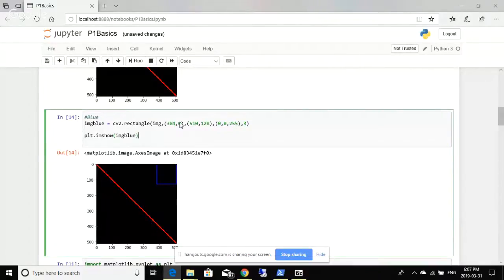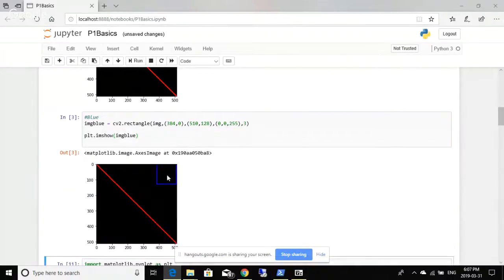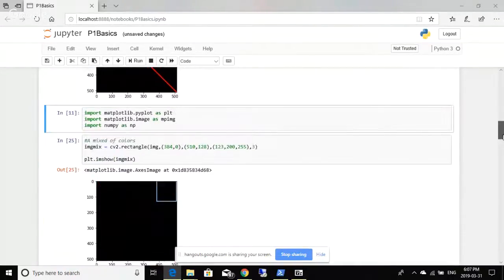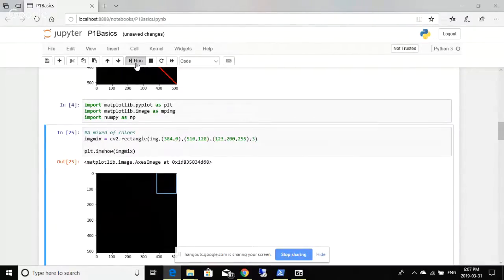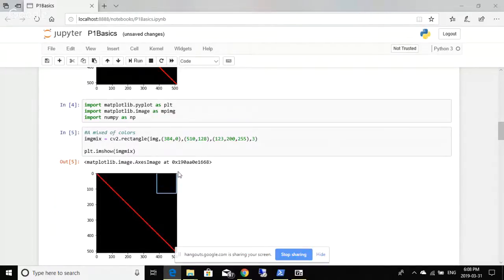Like this. I see it has a blue square here. All right, so colors with different values will produce a different color. This is a mix of the values. So you can see it's cyan-ish here.